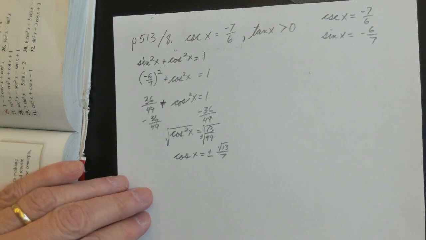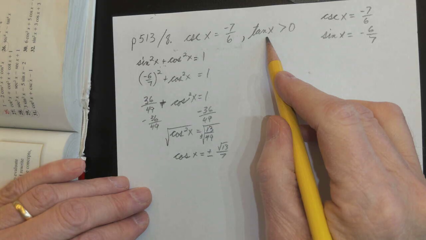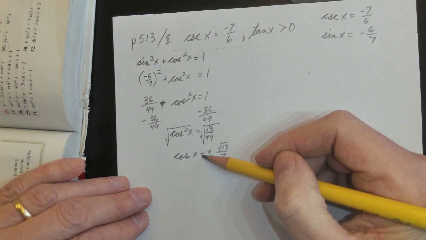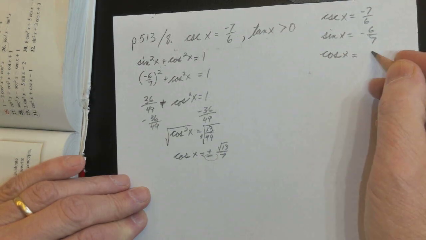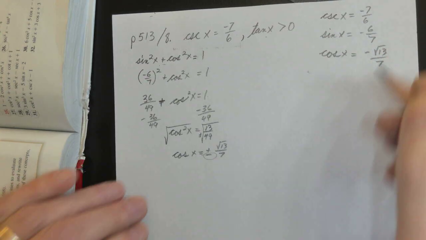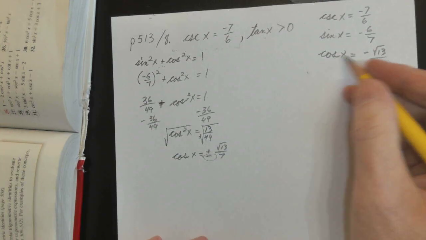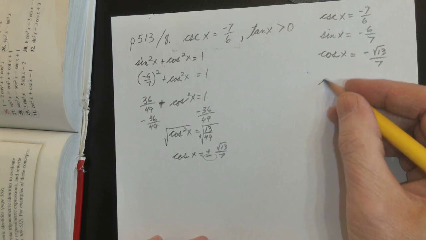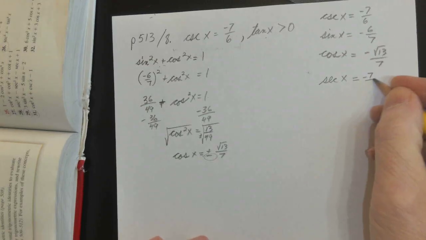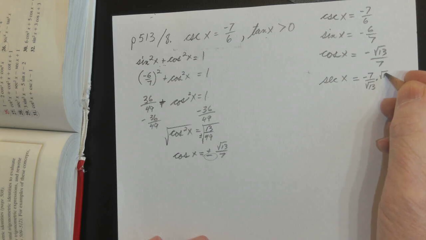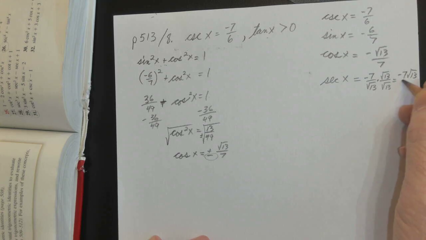In this case, the sine is negative, the tangent is positive. What's the cosine got to be? Negative. Cosine has to be negative. So we have to choose the negative one. So let's go cosine of x is negative square root of 13 over 7. So far, so good? And then let's go with the reciprocal here. So that means the secant of x is negative 7 over square root of 13. And let's rationalize that denominator and get negative 7 radical 13 over 13.